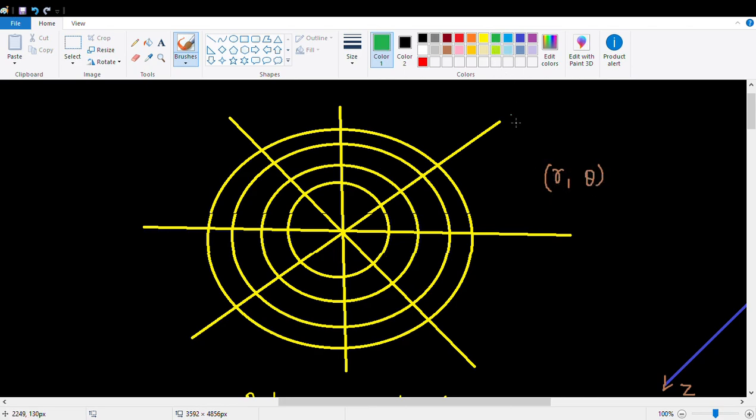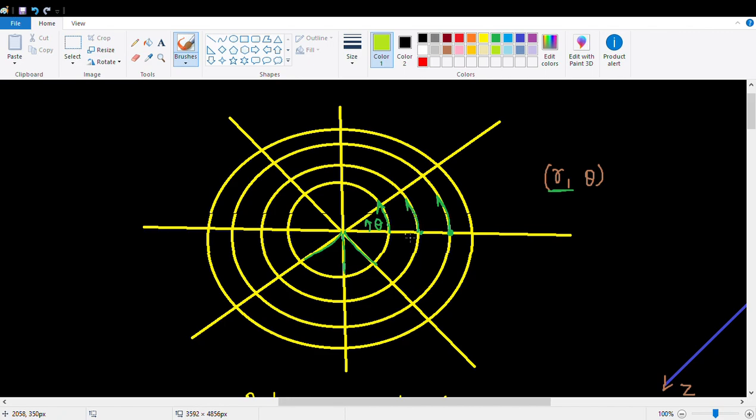Now, if r increases, it means you are going from here to here, and again from here to here. So your r is changing: from here, here, here, your r keeps on changing. Now if I go in this direction, then for this one, this one, and this one, the thing that is changing is called theta.